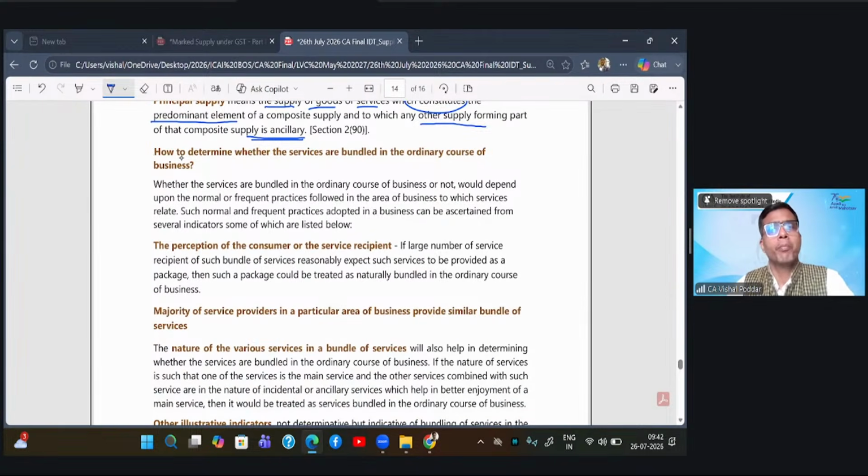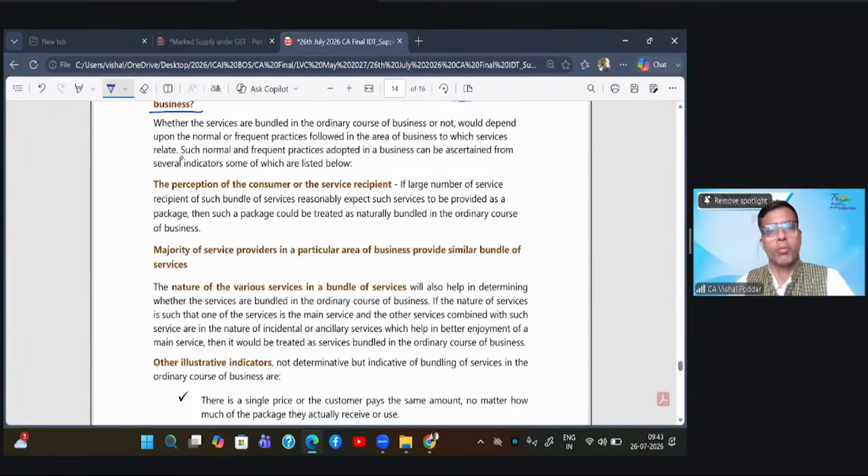Now, in composite supply, what is also important is to determine that what you have bundled is naturally bundled, and naturally bundled in the ordinary course. Now, how to determine this? For this, there are some criteria to be tested. If one or more of these criteria are satisfied, you will treat it as naturally bundled. What are these criteria? Perception of customer. So the most important criterion is how customers look at this particular package. Whether the customer perceives, whether the customer believes that yes, I will be given this.